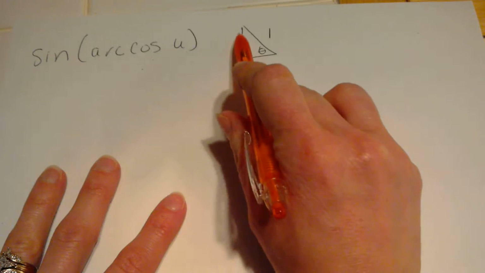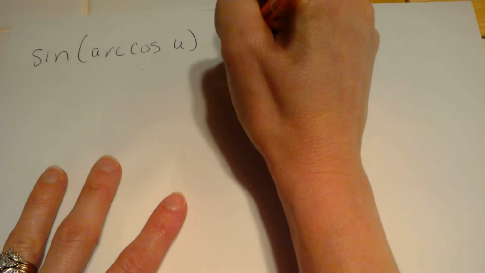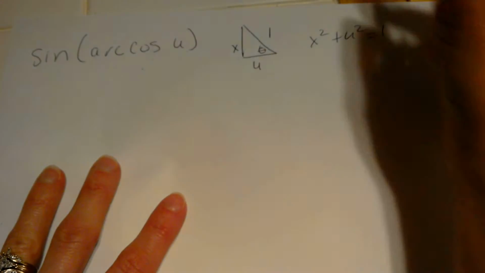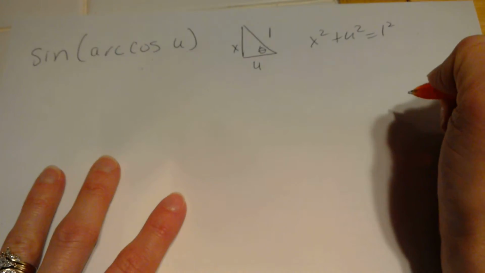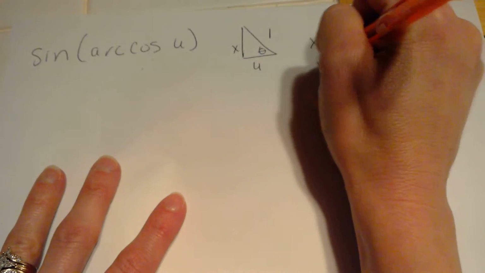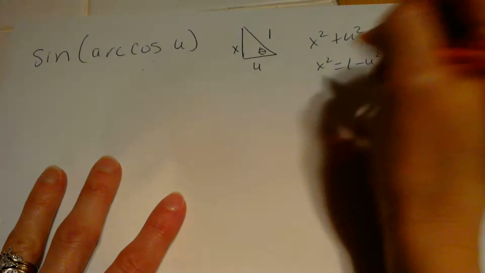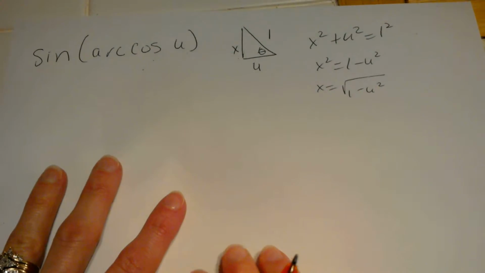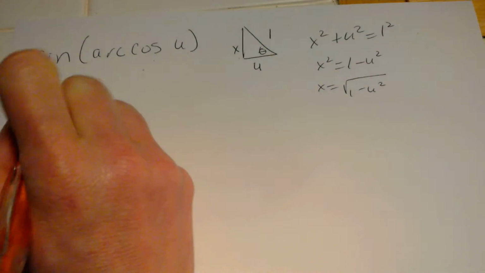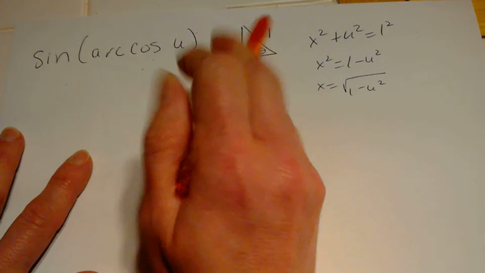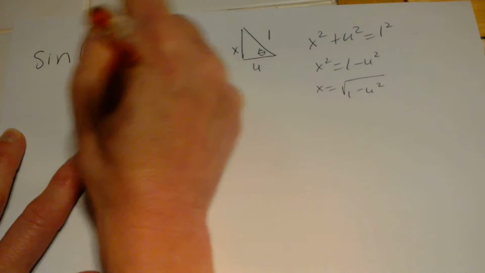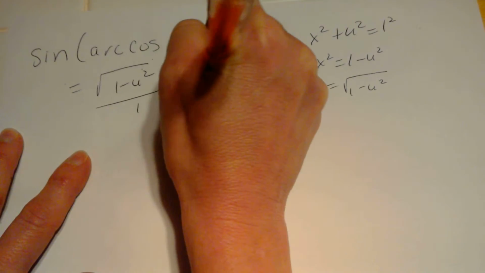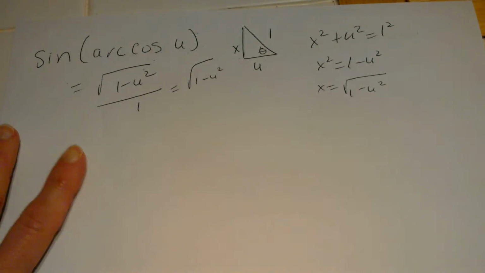So again we need to find out what this side is. I'm going to call it x. So x squared plus u squared is 1 squared, and then we just solve for x. So x squared equals 1 minus u squared, so x is the square root of 1 minus u squared. Now my sine is this x value over 1, so it equals the square root of 1 minus u squared over 1, which is just the square root of 1 minus u squared. And that would be my answer.